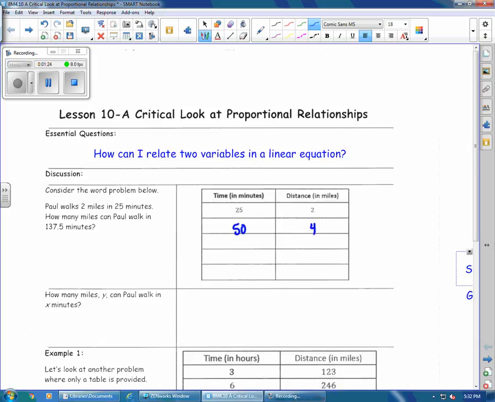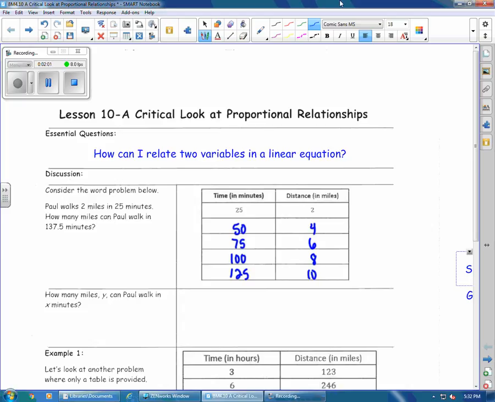4 miles. If we increase it by 25 minutes again, so in 75 minutes, we're going to assume that he can walk 6 miles. So 100 minutes, it would go up another 2 miles. 125, we would assume 10 miles. So 137.5, that's going up more. We can estimate that it's not an increment of 25 minutes, it's about halfway, so we're looking at about 11 miles. So that's a way of guessing and checking and using our data.